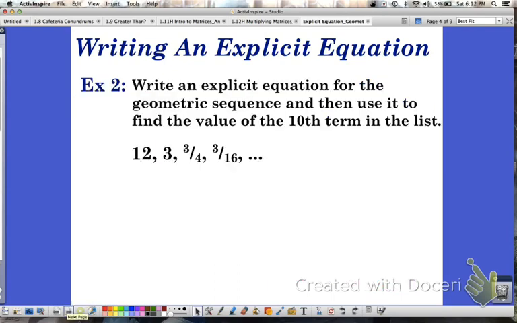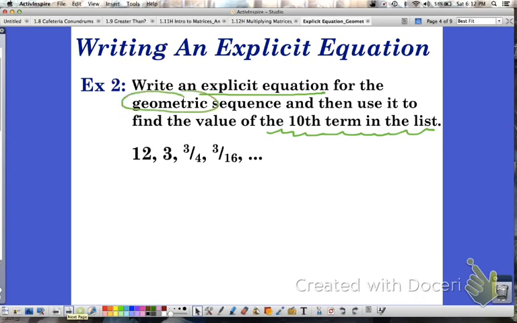Let me show you another example, and then I'll let you try one on your own. In this example, I'm going to have you do two things. First, I'm going to write my explicit equation for the sequence, but then I'm going to use the explicit equation to find the 10th term in the list. And that is the purpose for writing an explicit equation, so you can find some term down the list. Now remember, the first thing you have to do is find the common ratio.